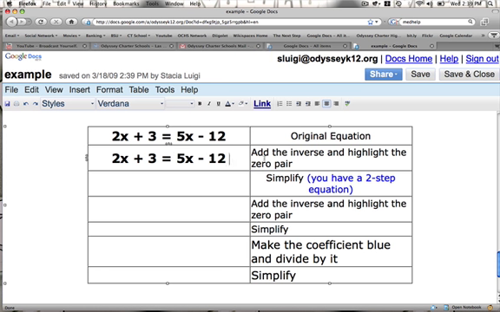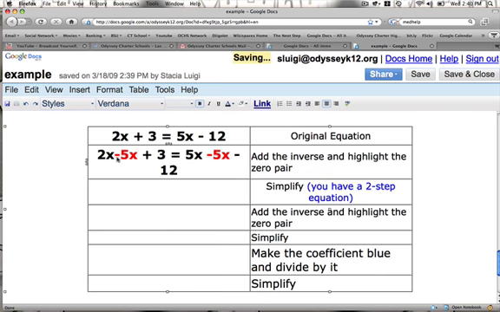Once again, when it says add the inverse, the first thing that you do is add the inverse of the x term which is on the right. I see a 5x on the right, so I'm going to put a negative 5x on the right. Then I'm going to make it red, and I'm going to copy it. And I'm going to come over here to the left side of the equal sign. I'm going to place it right behind the positive 2x.